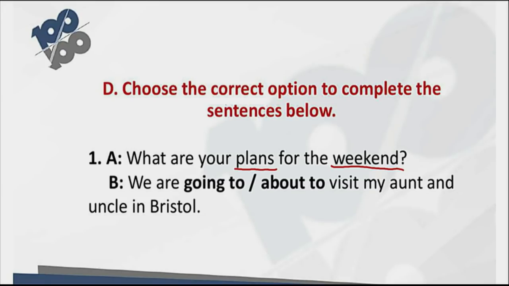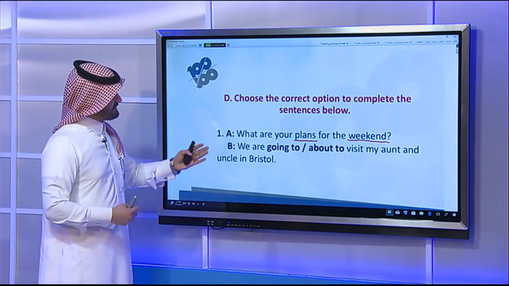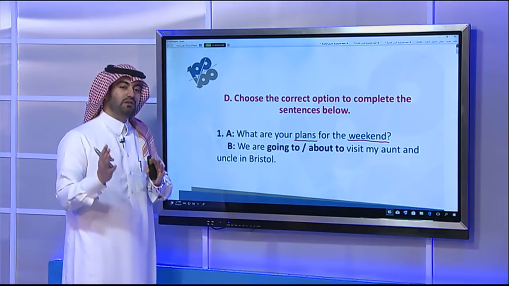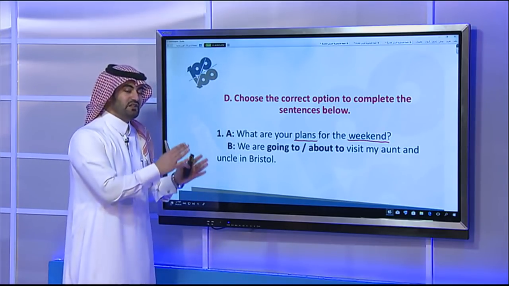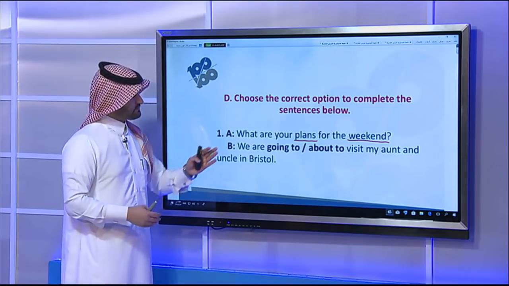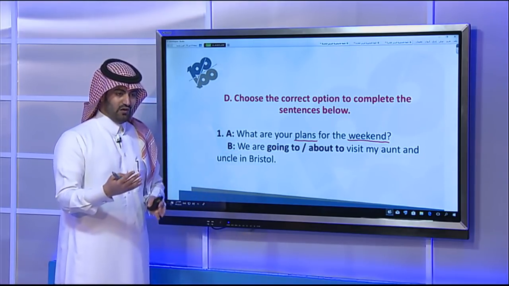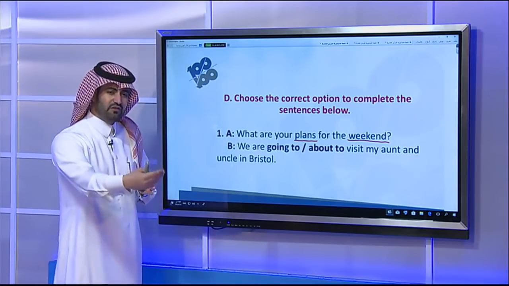Okay. Speaker A asks a question. What are your plans for the weekend? He's asking Speaker B about his plans for the coming weekend. And Speaker B says, we are going to visit my aunt and uncle in Bristol, or we are about to visit my aunt and uncle in Bristol. What is the correct answer? What is the difference between them? When I say going to, we are talking about people's plans, people's intentions in the near future. When I say about to, I'm talking about something that will happen very soon in the future.